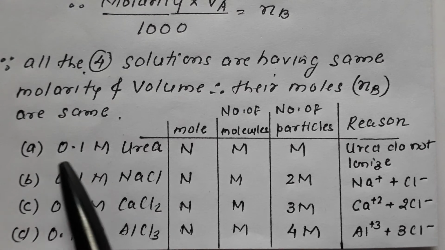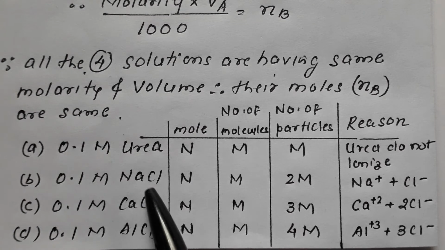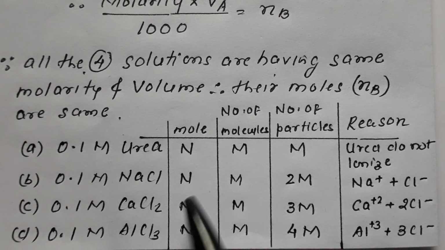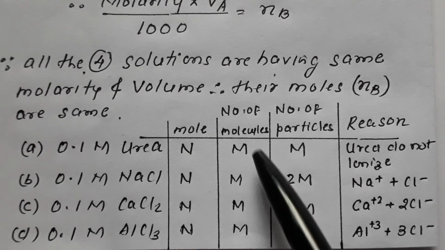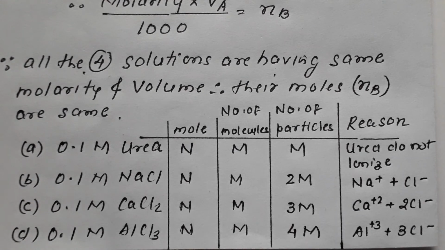Suppose the number of molecules in urea is m, then the number of molecules of NaCl will also be m because the mole is the same. The number of CaCl2 molecules will also be the same, and the number of molecules of AlCl3 will also be the same. But they differ in the number of particles. Though the number of molecules is the same in all four, they differ in the number of particles because of the difference in the ionization.